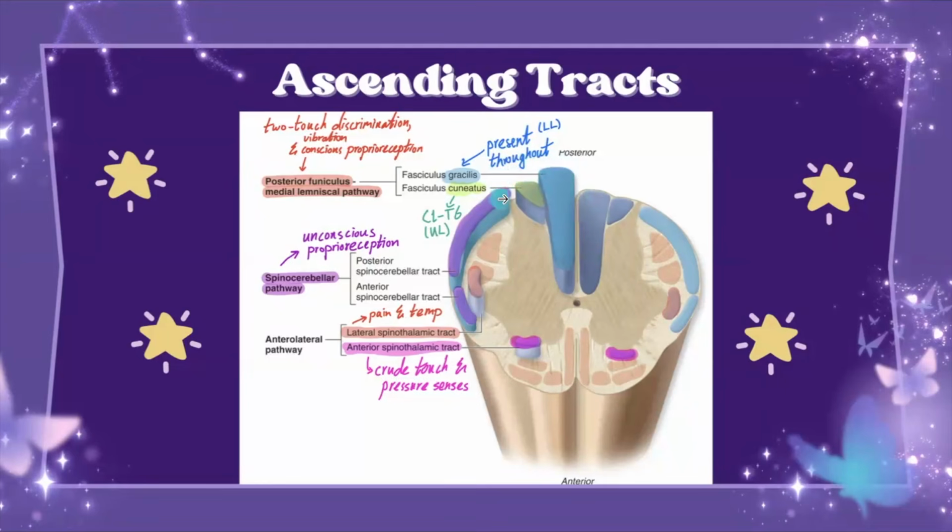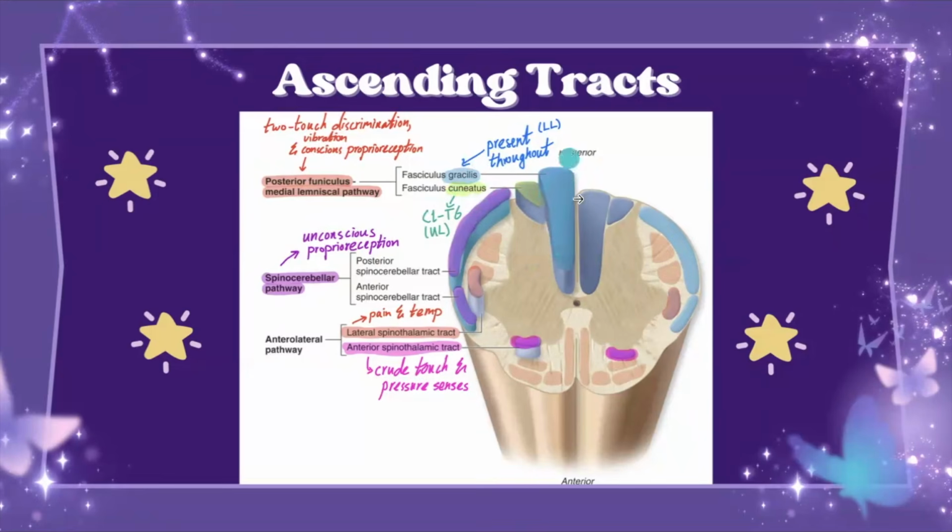So how do I remember which one carries sensation from the lower limb and which one carries sensation from the upper limb? There's a muscle in the leg that's called gracilis, and that's honestly how I remember it. It's a muscle in the leg, gracilis. So fasciculus gracilis and fasciculus cuneatus.